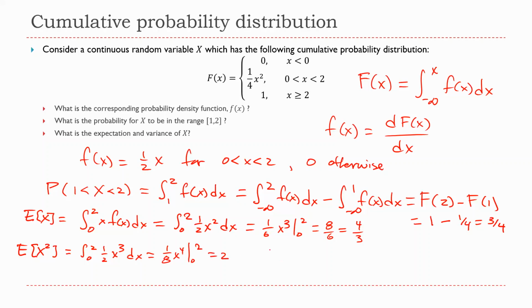So finally, the variance of x being equal to the expectation of x squared minus the expectation of x, squared. This is 2 minus 16 over 9. So that's 18/9 minus 16/9, so that's 2 over 9. So the variance is 2/9.